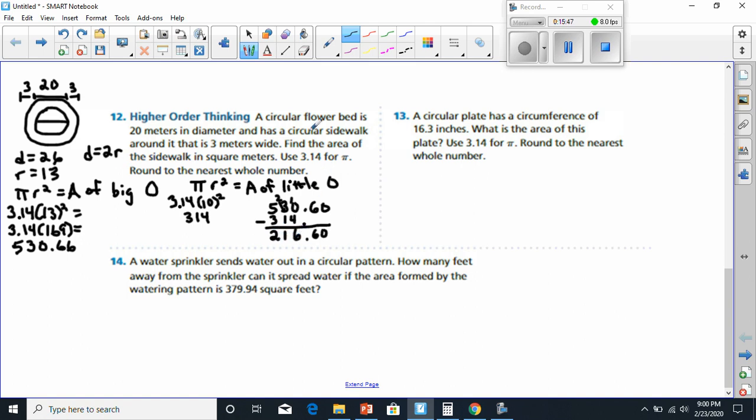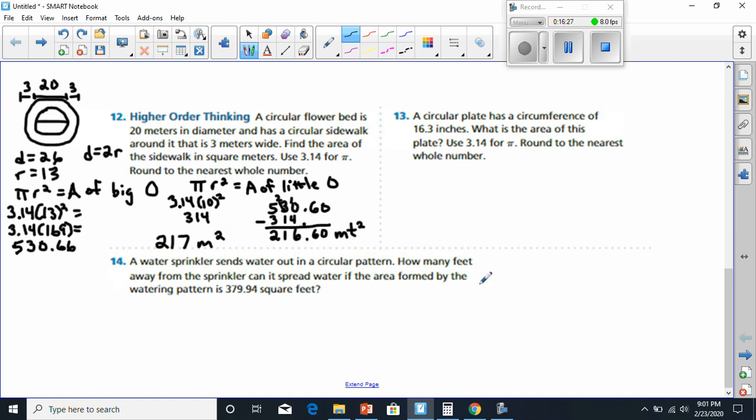And so since we're talking about meters, this will be meters squared. Okay? And that should be that one. Except for the fact that I have to read and see right here, it says round to the nearest whole number. So I've got to take this 6 and round it up. That means my final answer has to be 217 meters squared.